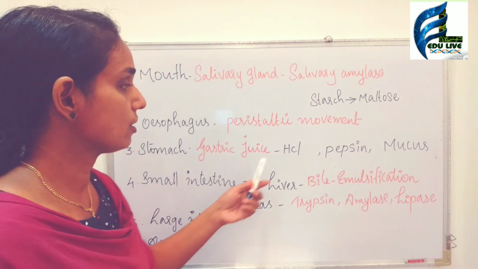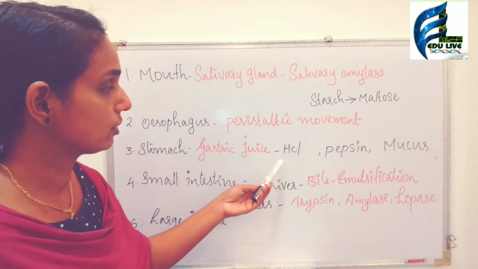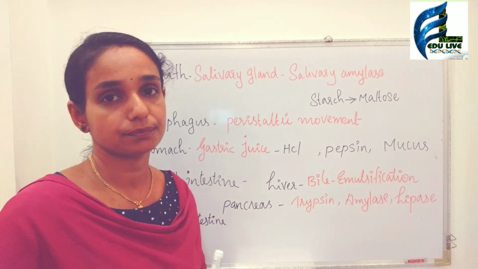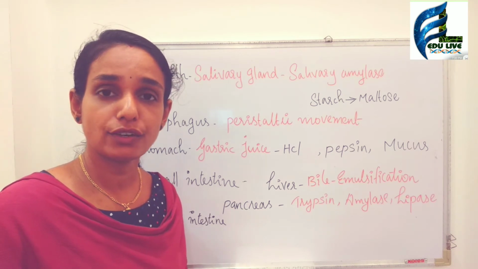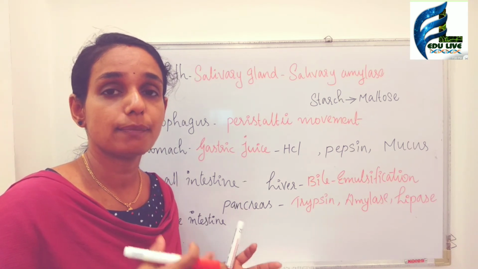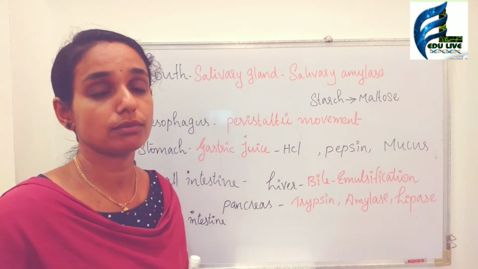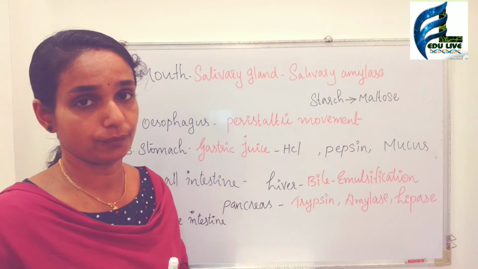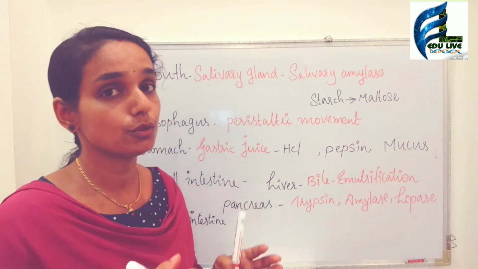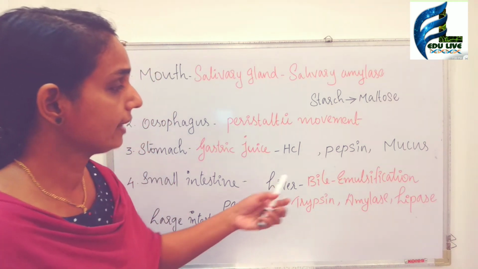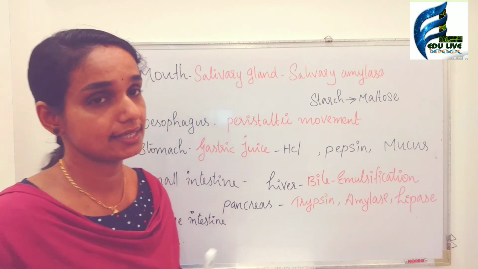Then what is the function of HCl or hydrochloric acid? The function of hydrochloric acid: the first function is it provides an acidic medium, and the second function is it converts the pepsinogen into the pepsin. Pepsinogen is an inactive form, but the pepsin is an active form. So this HCl will convert the pepsinogen into pepsin. And the next one is pepsin. What is pepsin? Pepsin is a protein digesting enzyme.